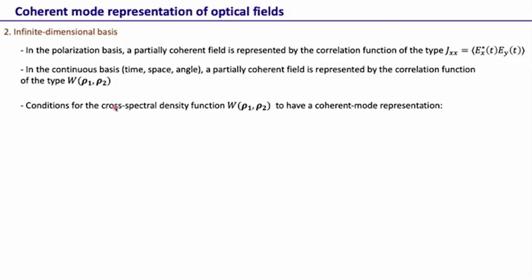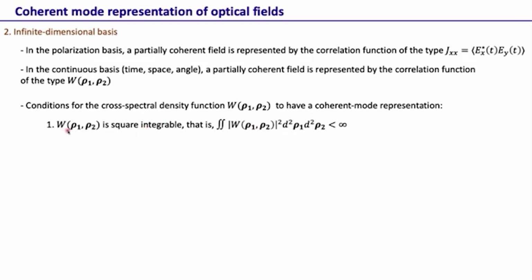Okay, so now what are the conditions for the cross-spectral density function? I'm just writing it for the space. We could do a very similar thing for time and angle. So here we are writing it for space. The conditions for this cross-spectral density to have a coherent mode representation are the following. It's very analogous to what we have in the case of polarization.